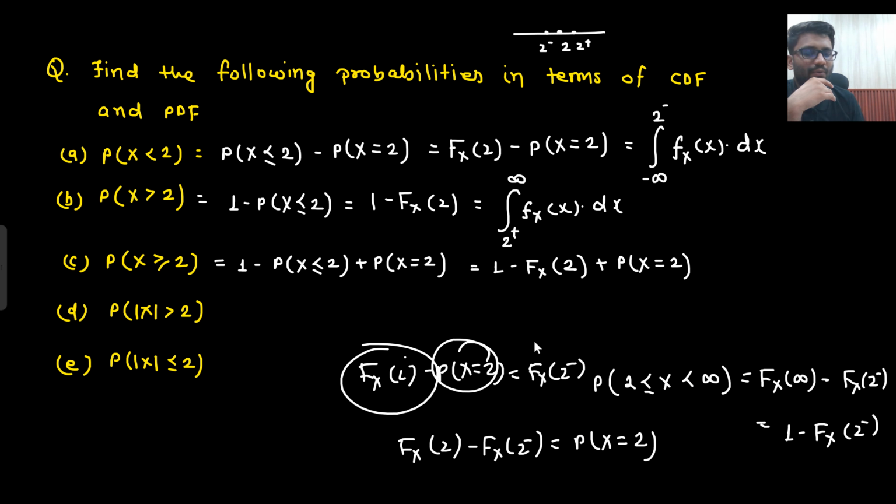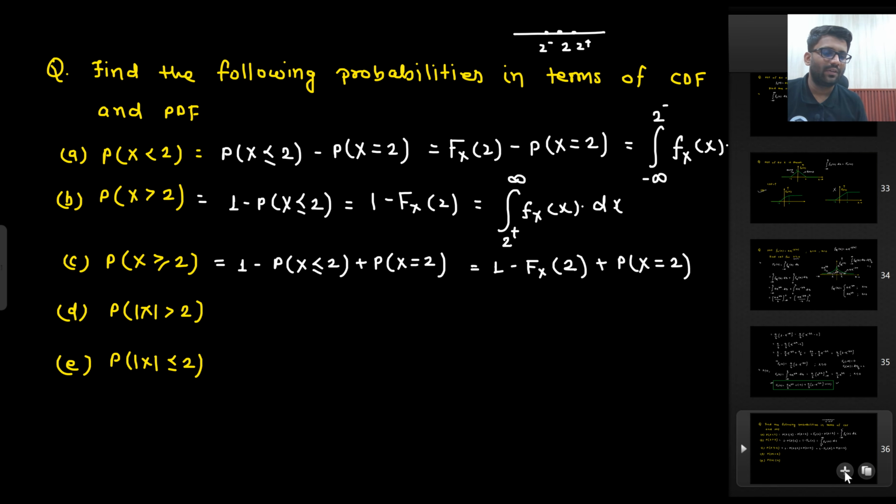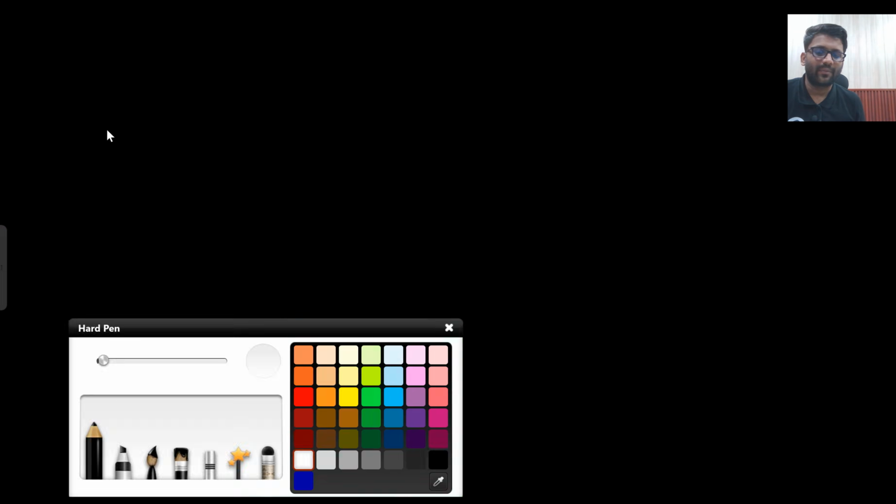So okay, I will write down all these points again. On the next page I need to add a page. I will solve all the problems with respect to whatever we remember. What is the first question? Probability of x less than 2.